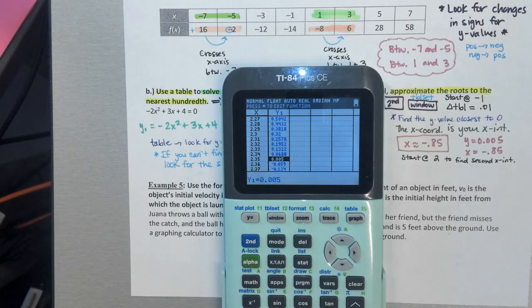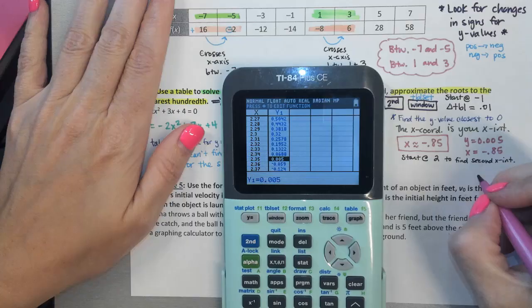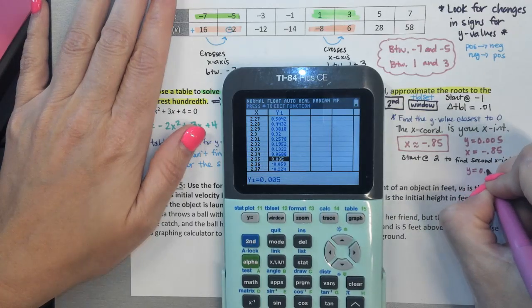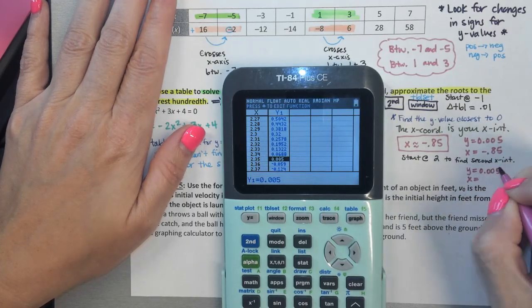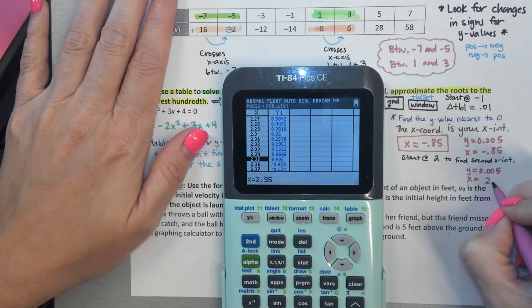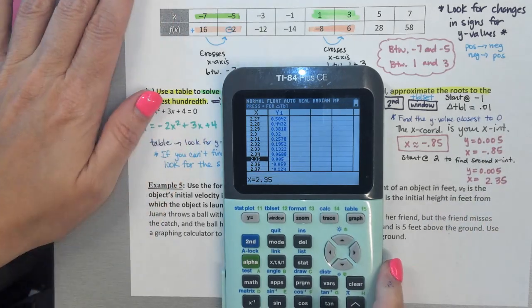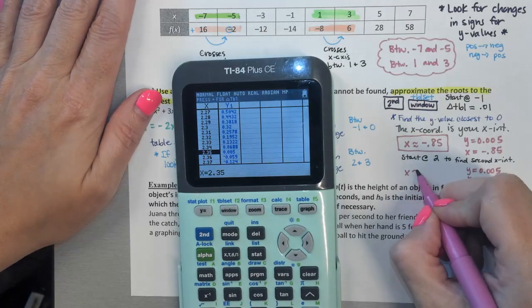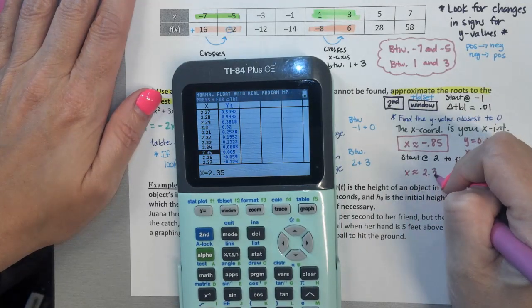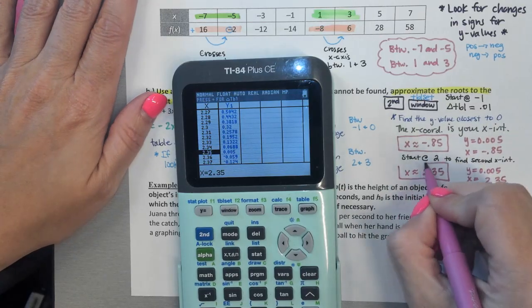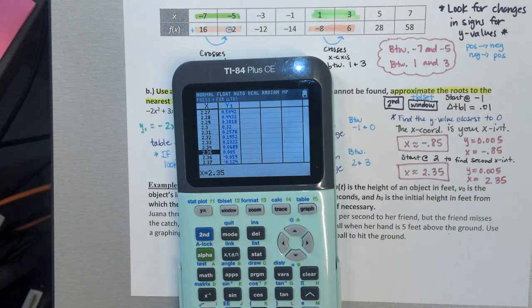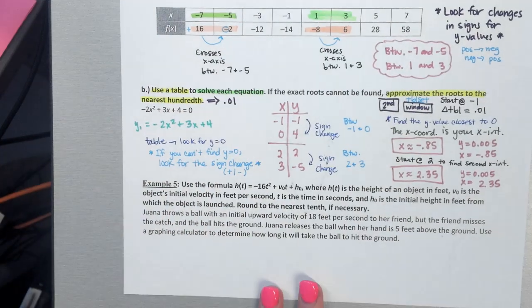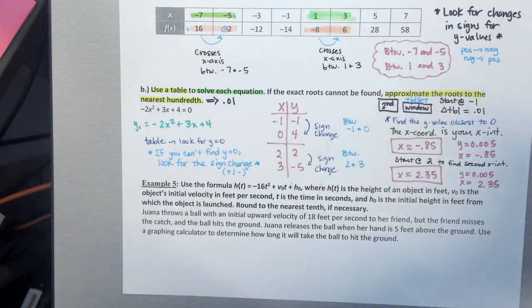So it just so happens, again, that your y value is 0.005. They're not always going to be the same. Okay, so when y is 0.005, your x value is 2.35. Yep, so that's going to be your second value. All right, so that's how you can use your table to find those.